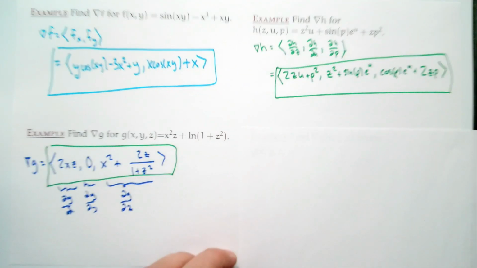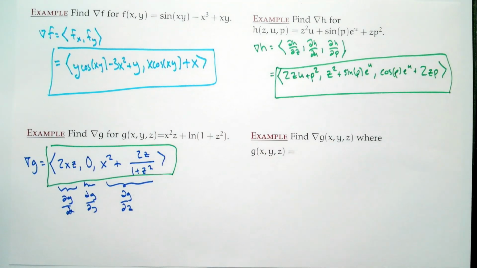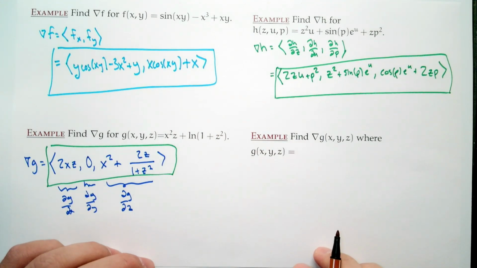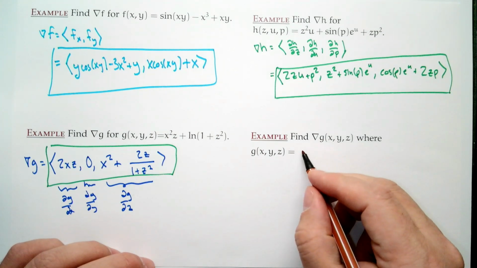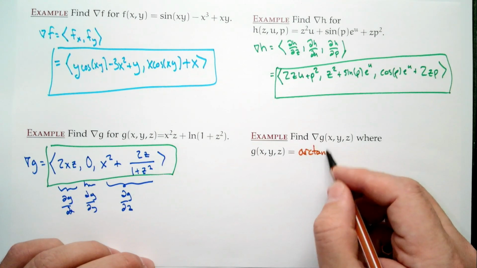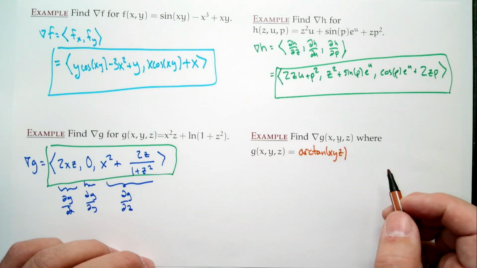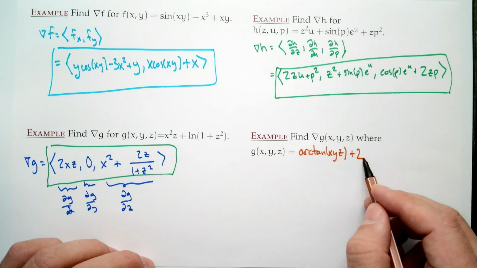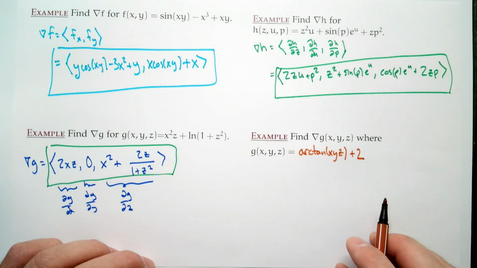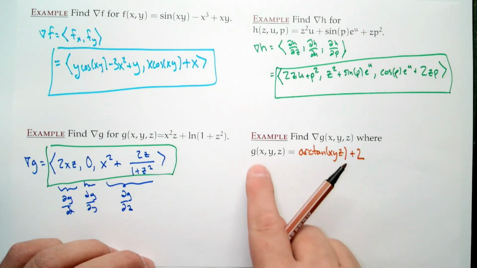All right. Now, those are my examples. Now you get to pick. All right, find the gradient of g of x, y, z, where g of x, y, z is, well, what function do you want? Arctangent of x, y, z. Okay, that's a function, that's true. Anything else? 2. Okay. Do you want it as x, y, z? Well, we're going to have it as x, y, z.